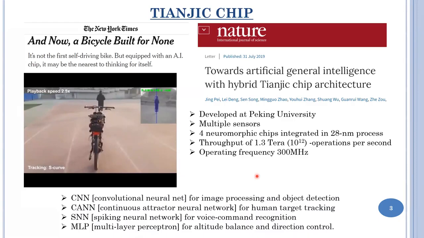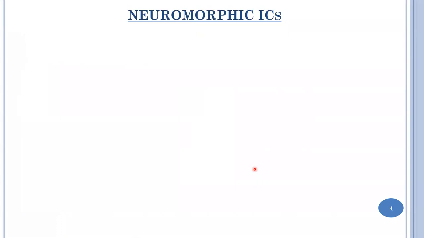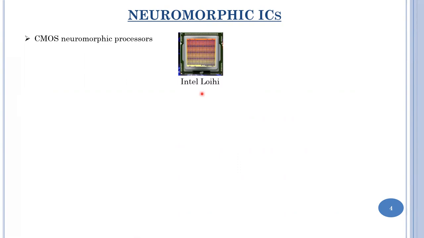Let us look at the state of the art neuromorphic ICs that we have as of now. There are several flavors of such neuromorphic ICs. One flavor is entirely CMOS neuromorphic processors, which use SRAMs and digital circuits. The best example of that is Intel Loihi, which was fabricated 2 years ago. Then IMEC, in collaboration with GlobalFoundries, in its 22FDX technology, came up with the IMEC GF inference accelerator IC. This was last year, November, I guess.